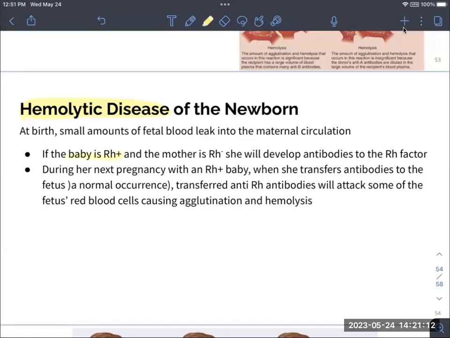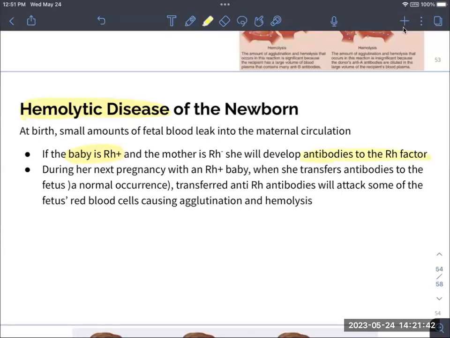So, I did that backwards. The Rh positive is in the baby. So dad was Rh positive. He gave that Rh positive blood to the baby. Mom's Rh negative, so she doesn't have any of those antibodies for this Rh factor. But her baby does have this Rh positive. Small amounts of that blood leak out. So mom's going to start developing those antibodies.